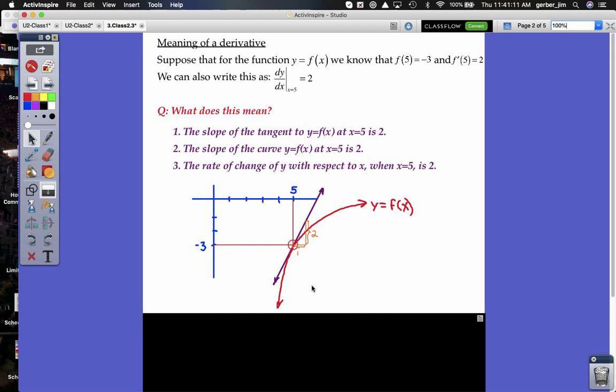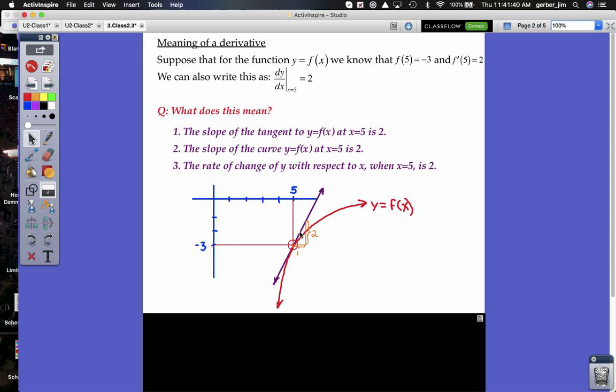Now let's get a little farther into talking about what this means. We say that the slope of the tangent at x equals 5 is 2. So what does that mean? Well, that means if we're at the point (5, -3), if we're right here, if I go 1 unit to the right, the tangent goes up 2 units. That's what slope means. Rise over run is 2. In other words, if we run 1, we rise 2. And that's exactly what that is for the tangent line.